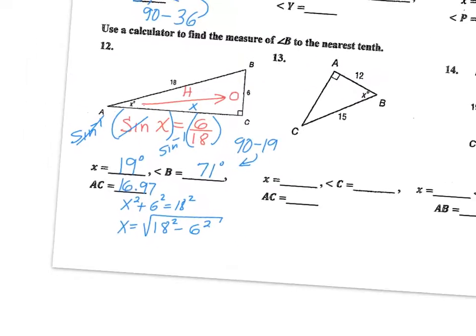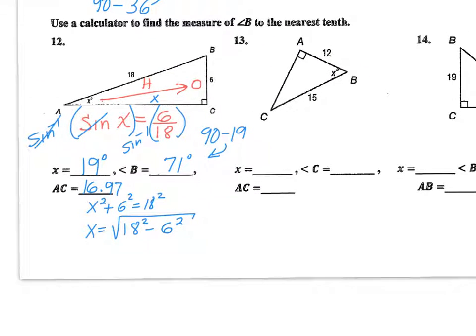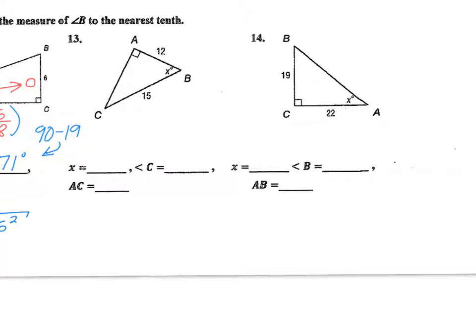And now the answers for number 13. In number 13, the x is 37 degrees, angle C is 53 degrees, AC is 9. For number 14, x is 41 degrees, angle B is 49 degrees, and AC is 29.07. Questions on 13 or 14? And you do the same thing as number 12. You okay with that? Okay. Now let's go ahead and go to the second page.